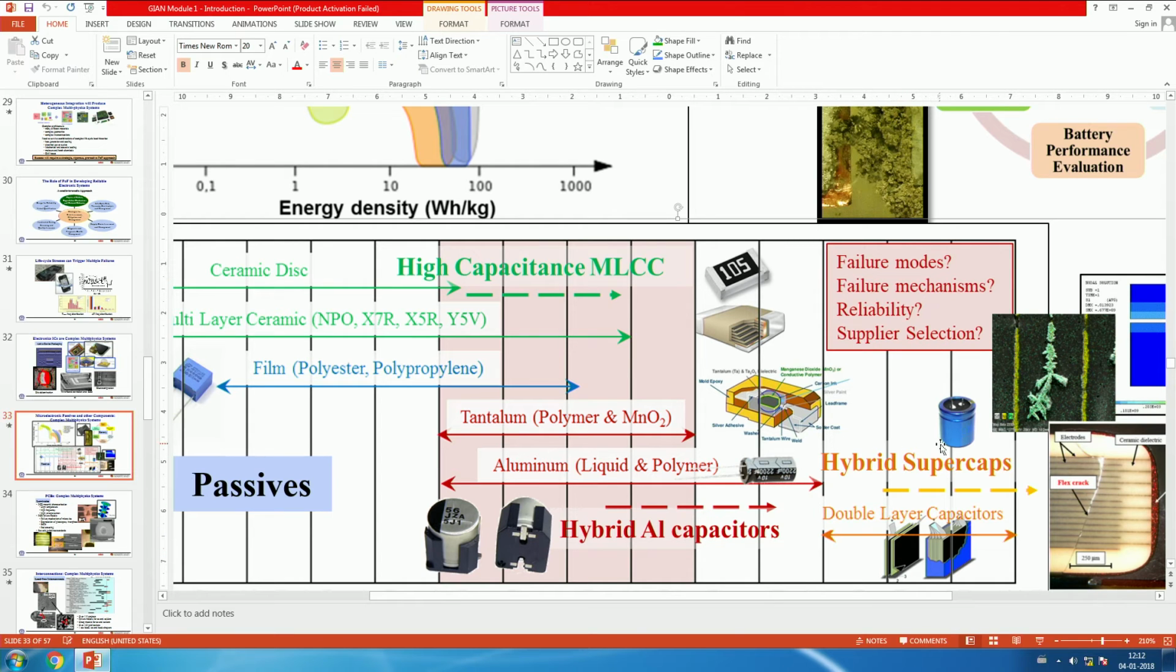Some have liquid electrolytes in them, and over time the electrolytes leak out, and that is what causes the degradation of the capacitor. So there are multiple degradation mechanisms, but the leading one is dendrite growth.